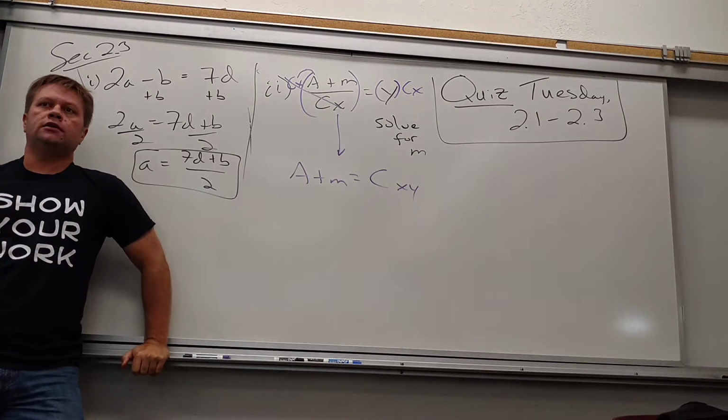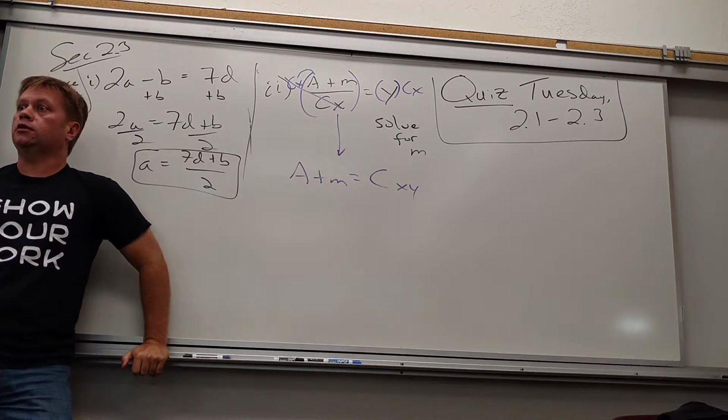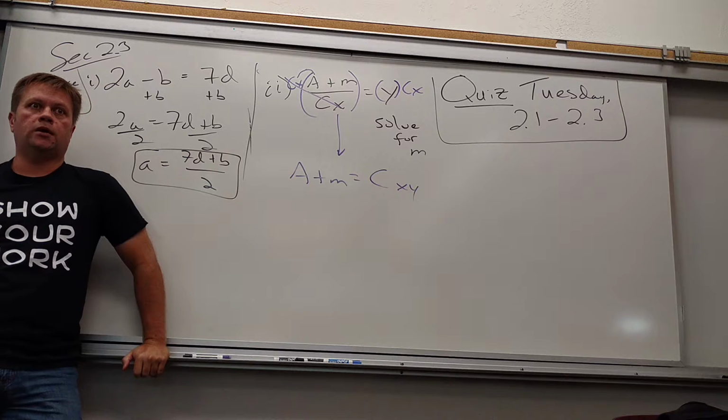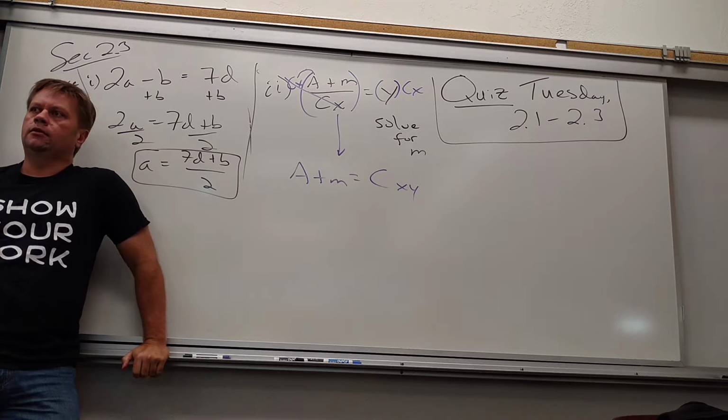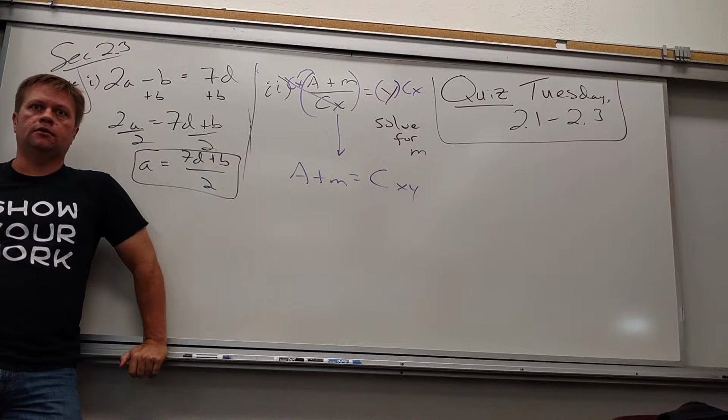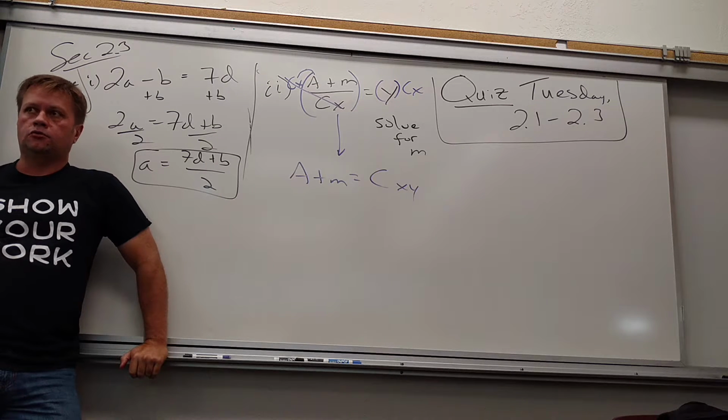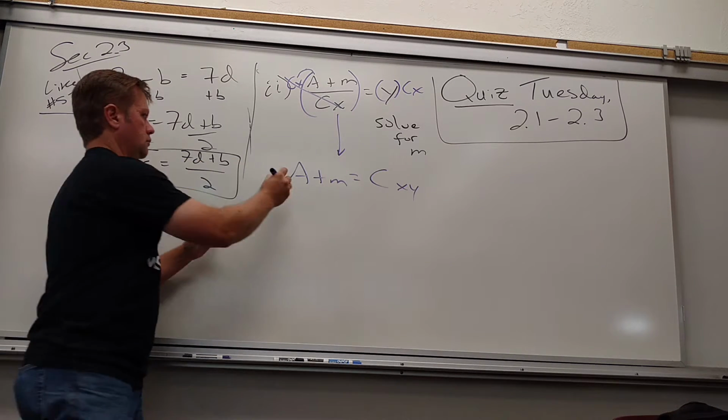So if there's a fraction in your equation, I don't care what it looks like, you can kill it. Multiply by its bottom, it's dead. And what's the last step here? Subtract A.